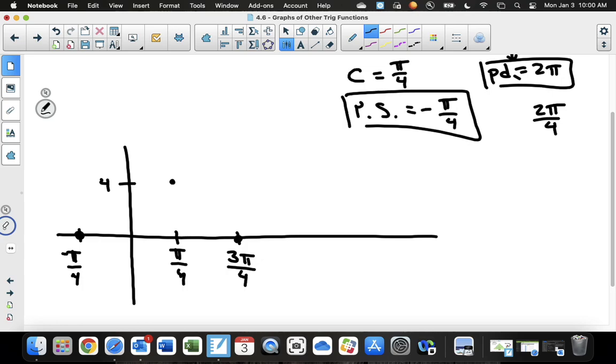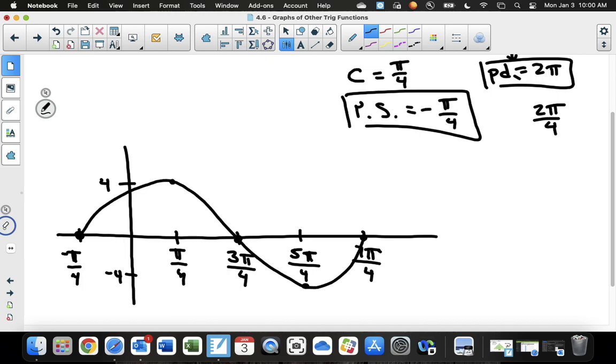Then we go another 2 pi over 4, which puts us at 5 pi over 4. There's our first minimum, down at negative 4. And then another 2 pi over 4 brings us to 7 pi over 4. That brings us right back to our midline. There's the sine wave. Again, that's the harder part, trying to graph the sine or cosine wave. Now everything else works off of that.